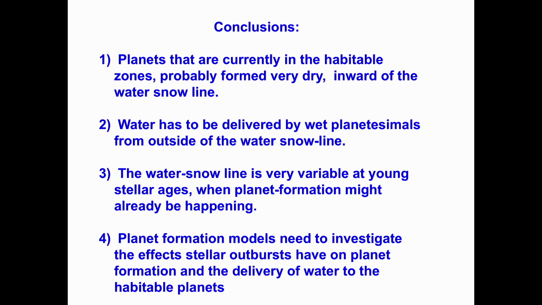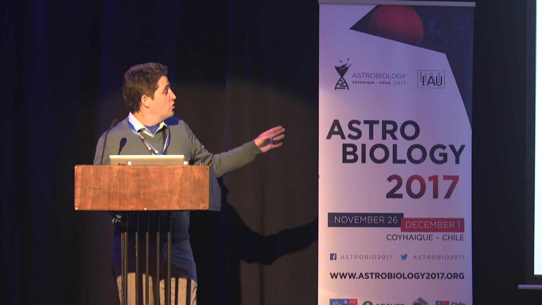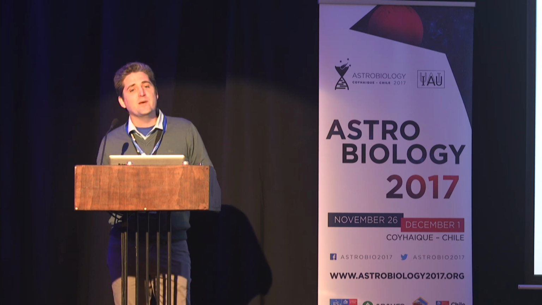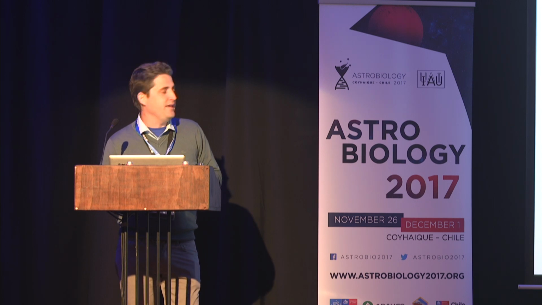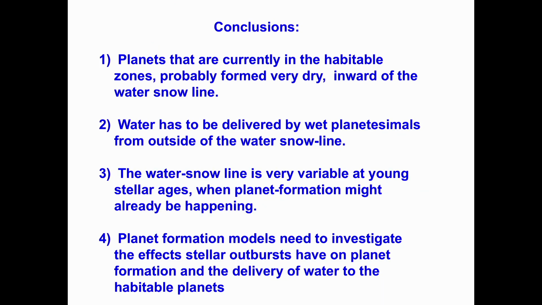And as we show, planet formation seems to be already happening even at 500,000 years. So this means that planet formation models really need to investigate how these stellar outbursts will affect the formation of the planets and also the delivery of water to the inner planets that are in the habitable zones.